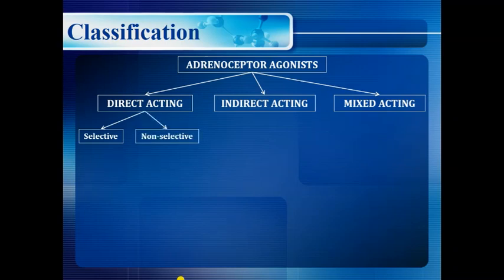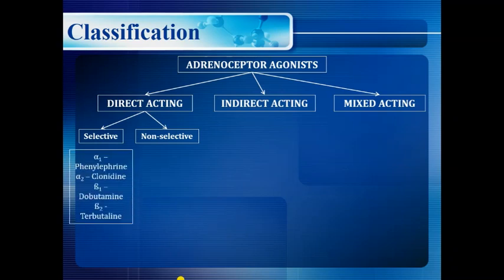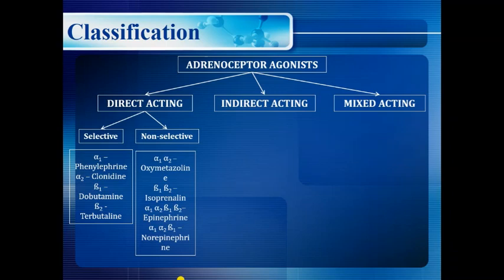Direct acting agents can be further divided based on receptor selectivity. Selective agents means drugs which select for one receptor: agonist of alpha 1 receptor is phenylephrine, agonist of alpha 2 receptor is clonidine, agonist of beta 1 receptor is dobutamine, agonist of beta 2 receptor is terbutaline. Non-selective agents are drugs acting on alpha 1 and alpha 2 both, oxymetazoline; beta 1 and beta 2 both, isoprenaline; epinephrine acts on alpha 1, alpha 2, beta 1, beta 2; norepinephrine acts on alpha 1, alpha 2 and beta 1.